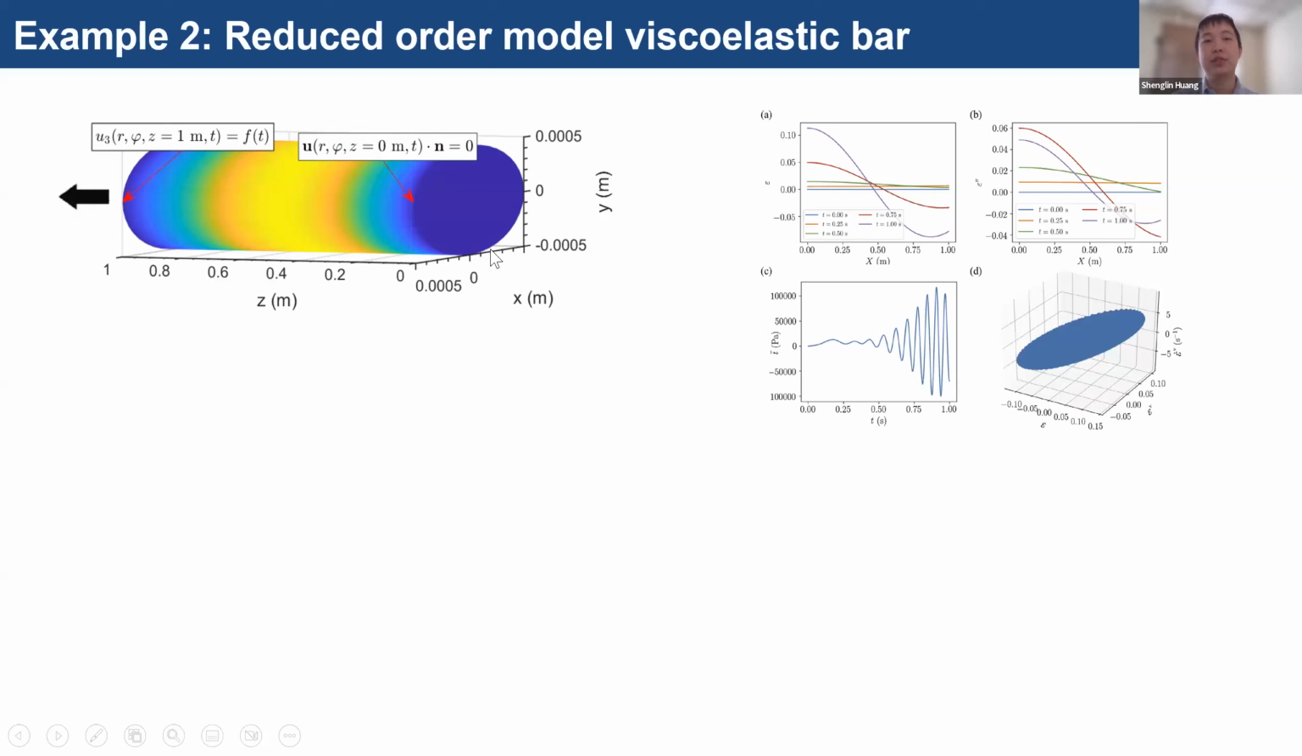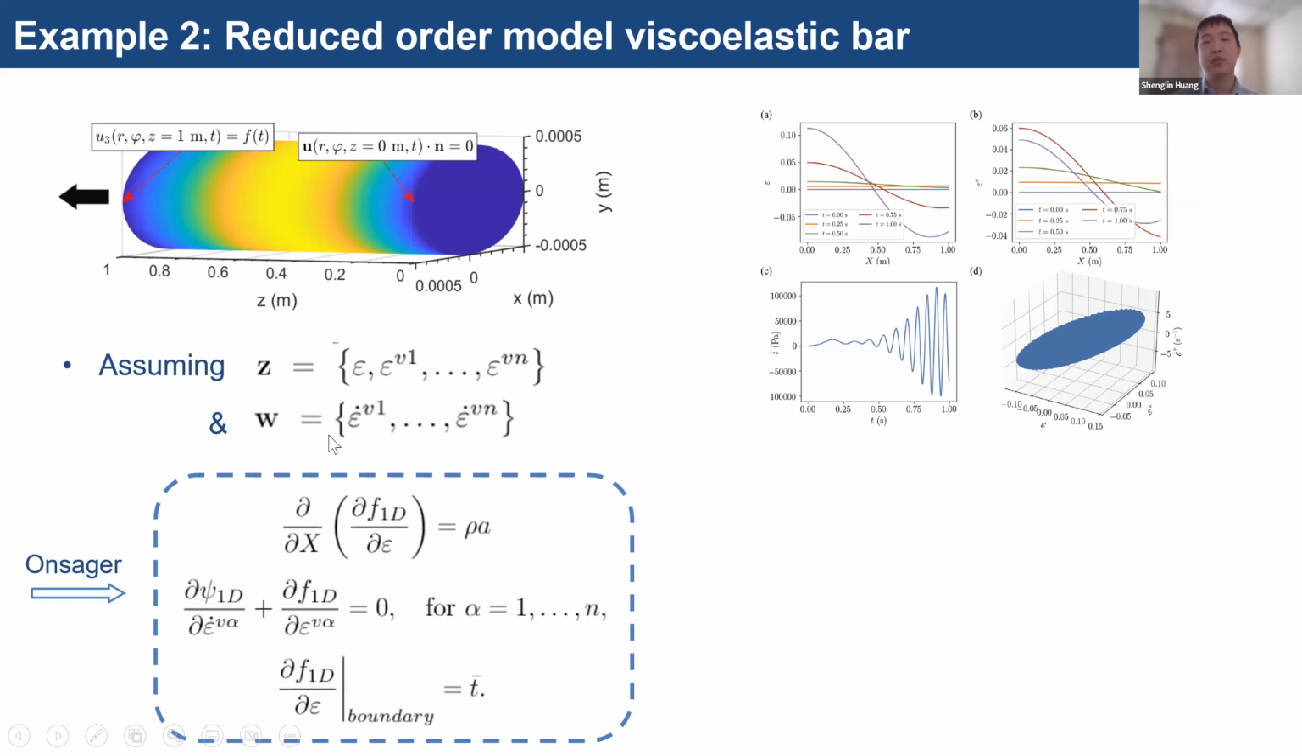So this is a three-dimensional viscoelastic bar pulled in this one direction. So instead of recovering the full three-dimensional response, we are here only interested in the one-dimensional response. So we here just assume the state variables as the one-dimensional strain and viscous strain, and the process W as the one-dimensional strain rate. And with the Onsager variational principle, we can obtain a one-dimensional governing equation.